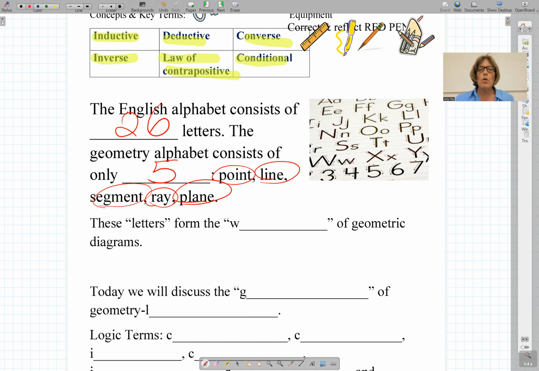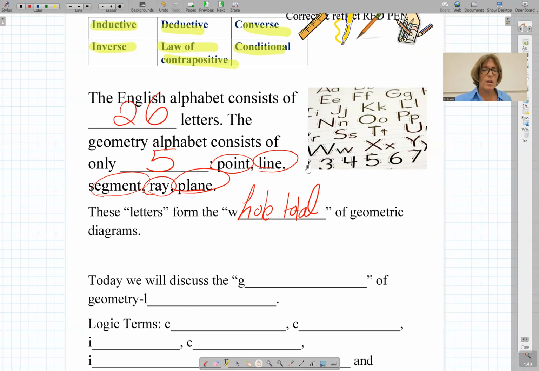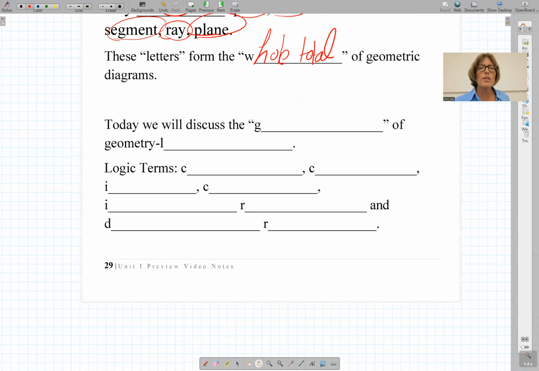These letters form the whole total of geometric diagrams. All geometric diagrams are only made up of 5 letters. Today, we're going to discuss the grammar, not the letters, but the grammar of geometry, grammar to go with the language, also known as geometry logic.